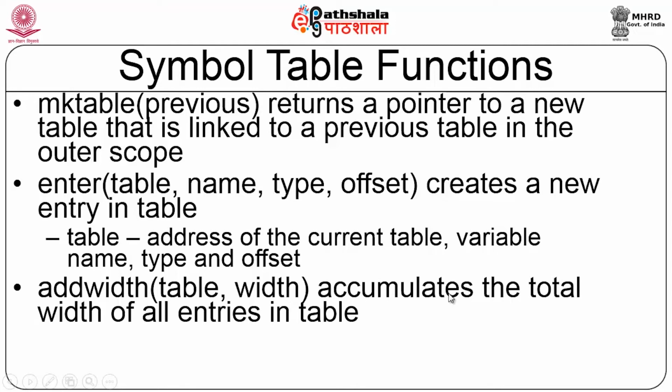It accumulates the total width of all entries in the symbol table and then puts it as an argument here. Supposing I have 4 variables declared, I know the width of all these 4 variables using this offset. Based on that, I can count and update this information and put it in the current symbol table.